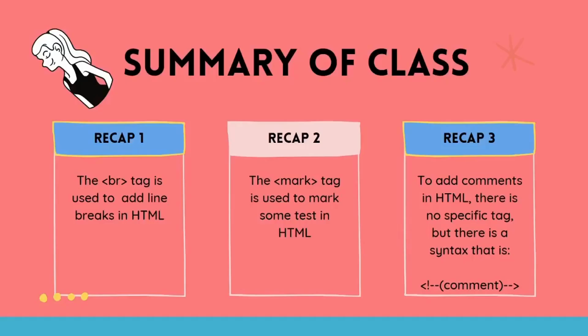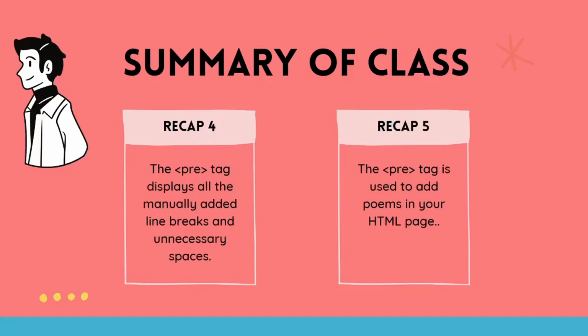So now let's summarize this class. First recap is that the BR tag is used to add line breaks in HTML. Then we learned that the mark tag is used to mark some text in HTML. Then we learned that to add comments, there is no specific tag, there's a specified syntax which starts with the less than symbol, then the exclamation mark, then hyphens, then the greater than symbol. Following that, we learned that the pre tag displays all the manually added line breaks and unnecessary spaces. Lastly, we learned that the pre tag is used to add poems in your HTML page.